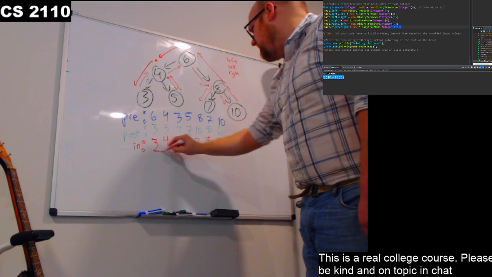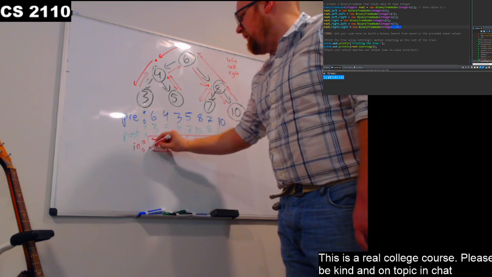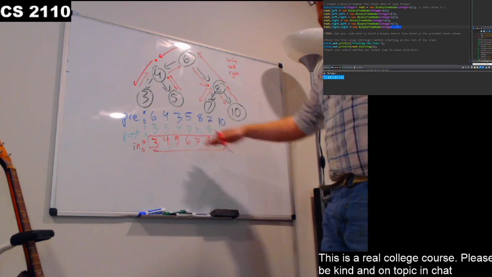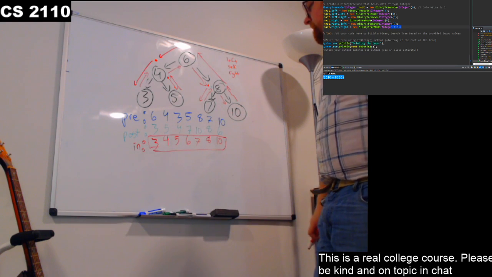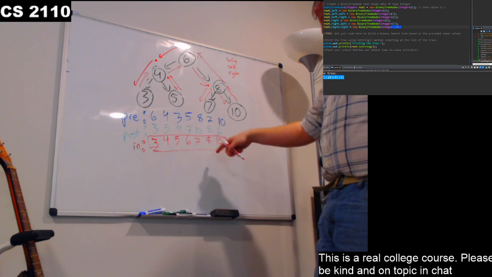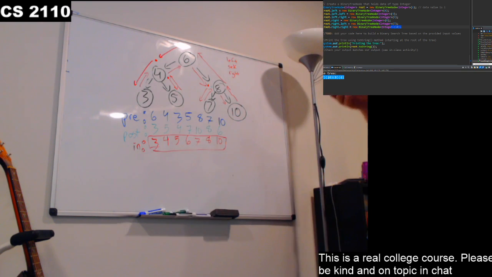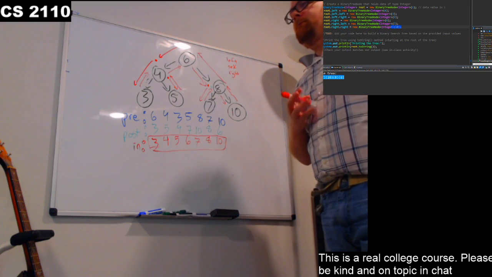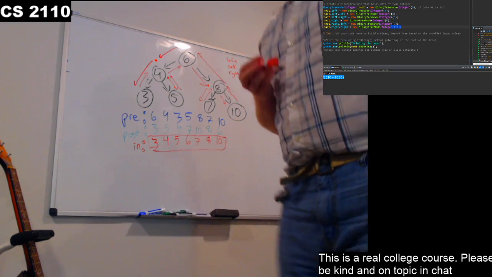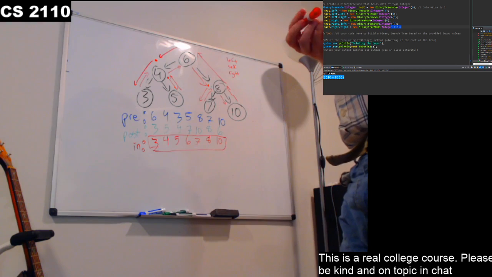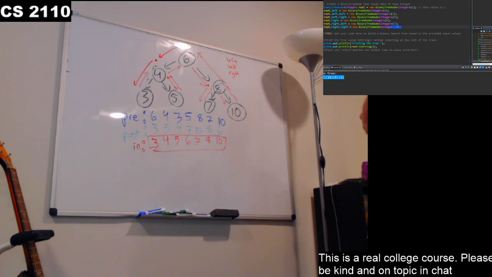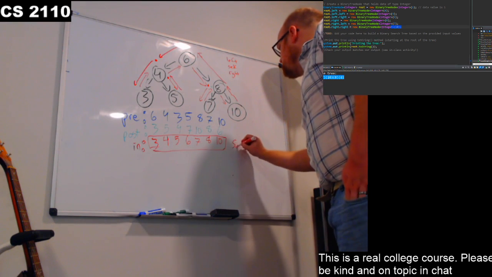Hey, wait a minute. Does this look interesting to anyone? Anyone recognize any pattern here? What is this? What's unique about these numbers? They're in order, or they are sorted.